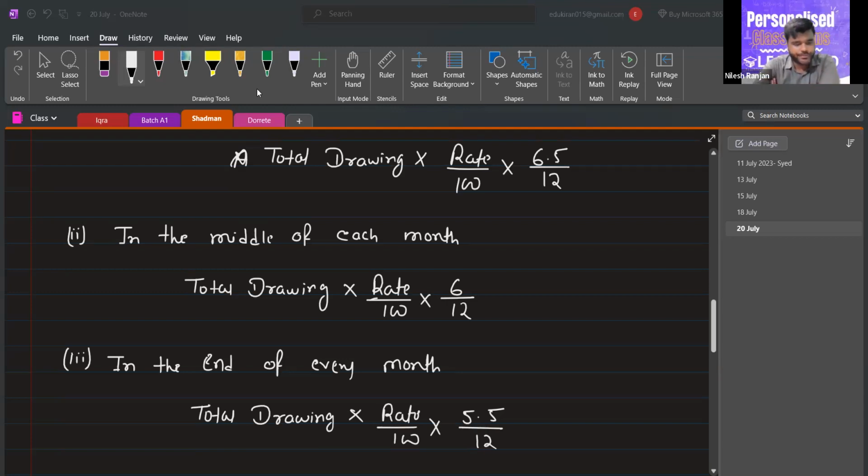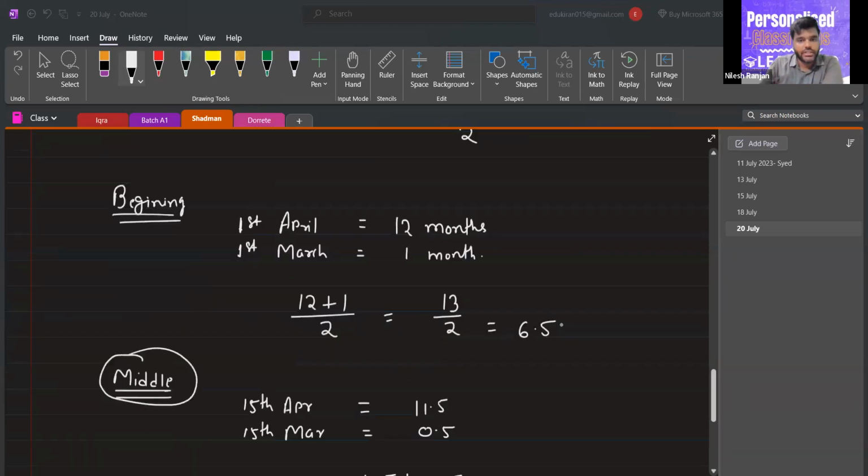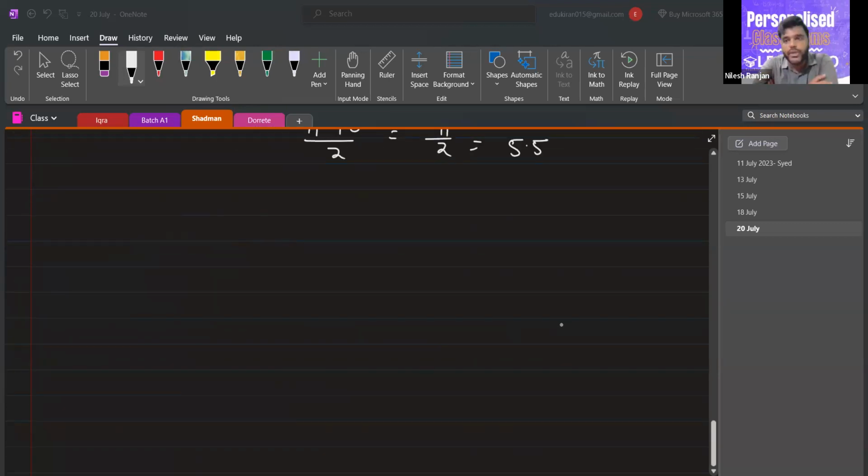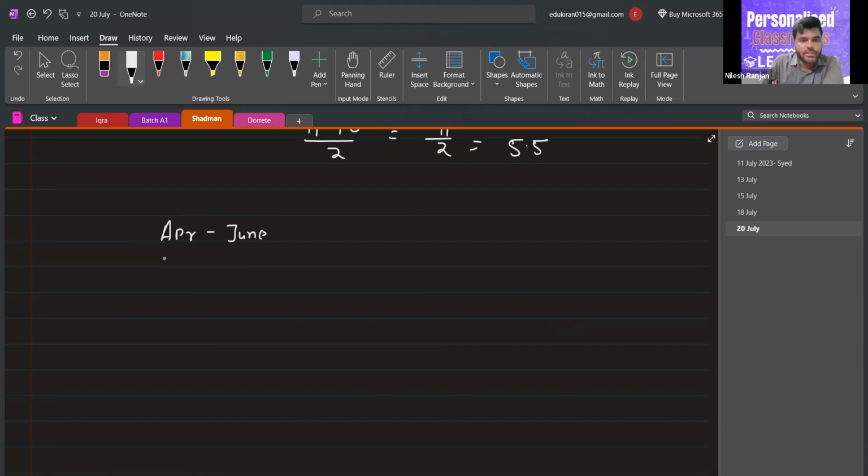Okay, so in the end of every month, it is 5.5 divided by 2. Now, let's say there is quarterly drawing, and in the beginning of every quarter, we are withdrawing the amount. Do you know how the quarter works? The first quarter will be April to June. The second will be July to September. The third will be October to December, and the fourth will be January to March.